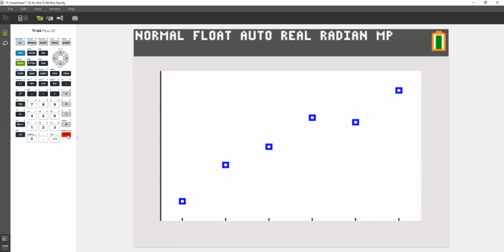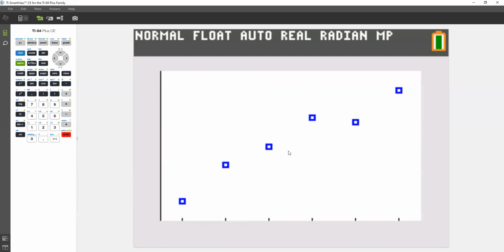And then hit enter. You should get this graph. So this is a graph of our data. This is a scatter plot of our data of the attendance. So think inside your head right now. Would this be a positive correlation or a negative correlation?